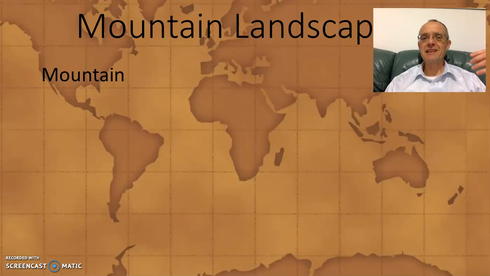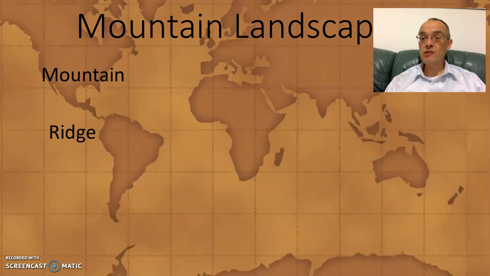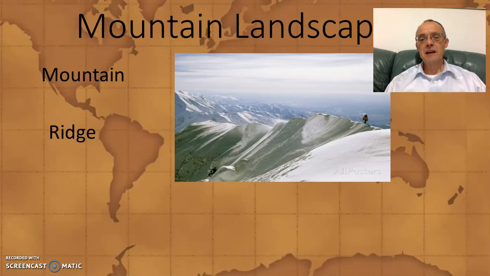So in a mountain landscape, obviously, we get a mountain. That's the first thing. A mountain is a raised piece of land that generally comes to a peak, a point at the top. Now, a ridge is another landform within a mountain landscape, where two bits of raised land come together to form a continuous raised piece of land. It doesn't come to a point at the top, it's continuous and it joins two sides together. So it's a ridge line.